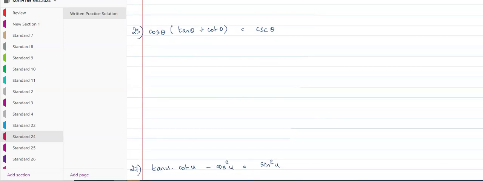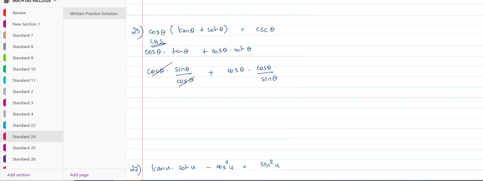I'm going to distribute. So I have cosine theta times tan theta. So again, I'm starting with the left-hand side. Plus cosine theta times cotangent theta. Cosine theta times sine over cosine, plus cosine theta times cosine over sine. So I get sine theta plus cosine squared theta over sine theta.